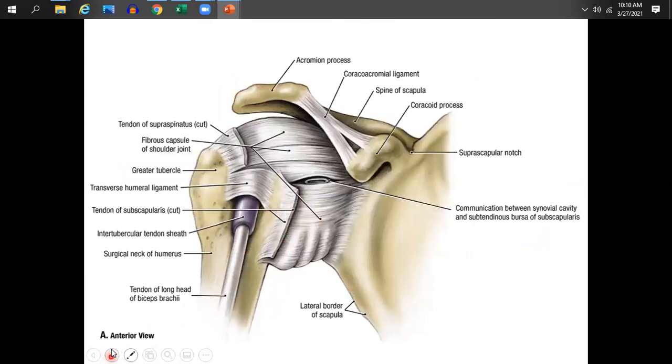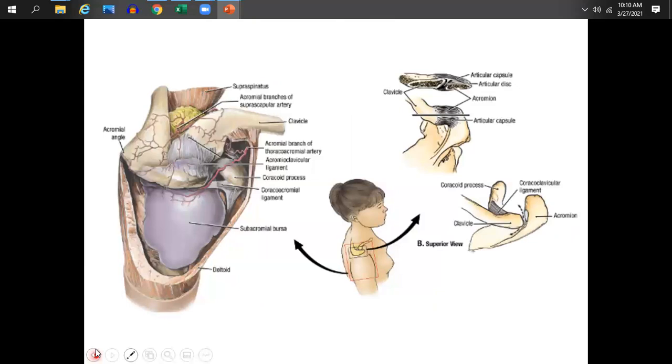Okay, so again, our glenohumeral joint. An important thing to note here is that there is communication between the synovial cavity of the joint and the subscapular bursa. I know this comes up in questions: it is normal, if you put fluid into the joint capsule, for it to leak into the subscapular bursa. What is not normal is if it leaks into the subacromial subdeltoid bursa. There is no normal communication between the subacromial subdeltoid bursa and the glenohumeral joint. If you get communication between them, that's pathological.